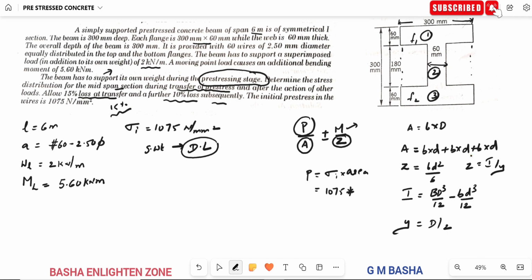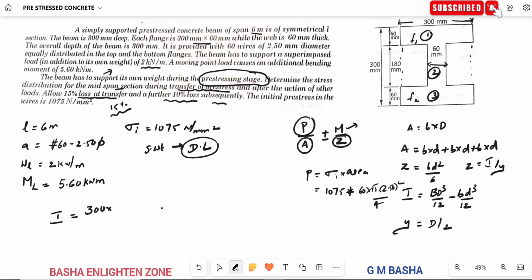Area will be how much? Wires will be given 60 into pi d square by 4. Like that you will get a stress into area. So I will come based on the given data step by step. First I will find out this I value. See here what I will take, I value equal to capital BD cube by 12.